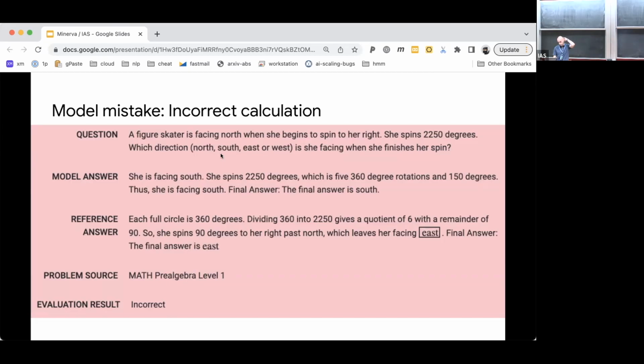Yeah, there are lots of mistakes like this. For example, here, a dancer spins 2250 degrees, which is 5 times 360 degrees and 150 degrees, and that's not correct. But you can see also the problem here is that not all the calculations are just 2250 equals 360. Sometimes it just uses English to do the calculations. So it's not so easy to take this and feed it into a calculator. You have to deal with the fact that it does things using English and informal language. But yeah, there are lots of calculation mistakes.